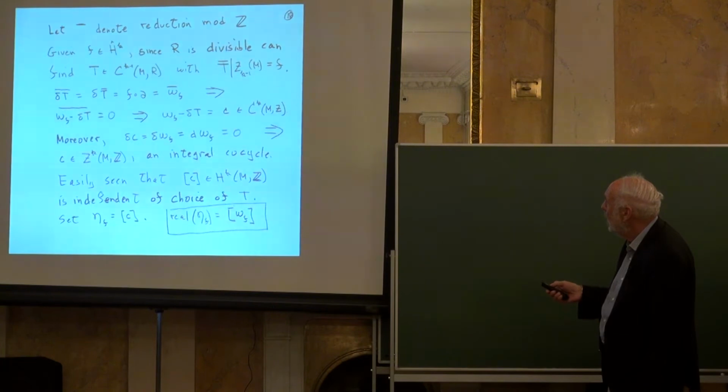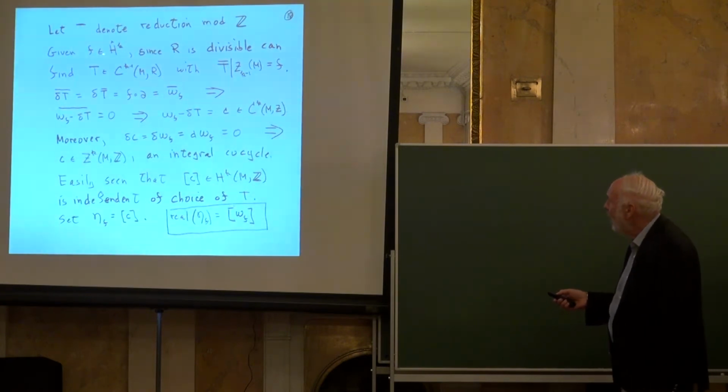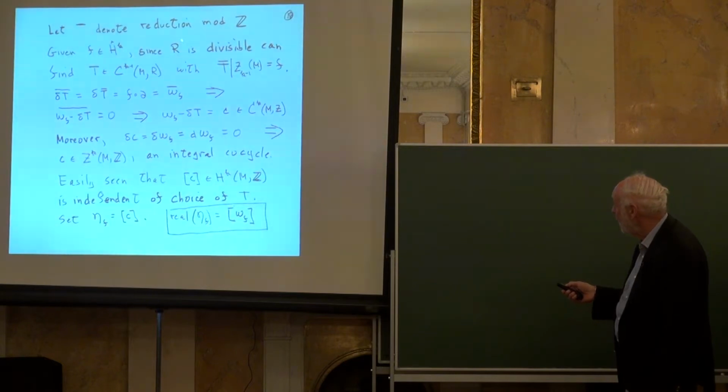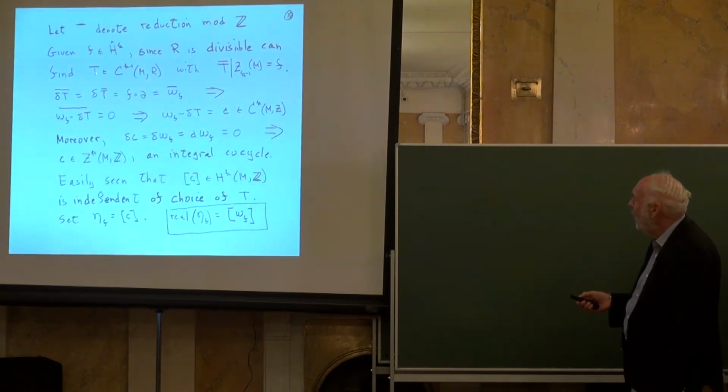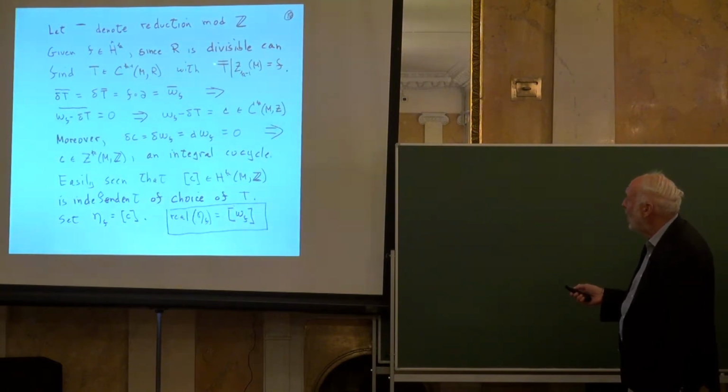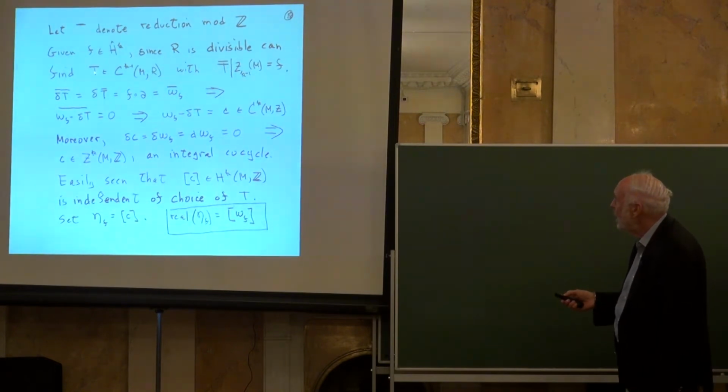So bar up here is going to denote reduction modulo z in general. Now if we have one of these differential characters, f, since the r is divisible, or maybe it's because r mod z is divisible, but because there's enough divisibility around, we can find a real cochain t whose reduction mod z restricted to the cycles is f. You can just extend this and lift it and so on. So you can always find that.